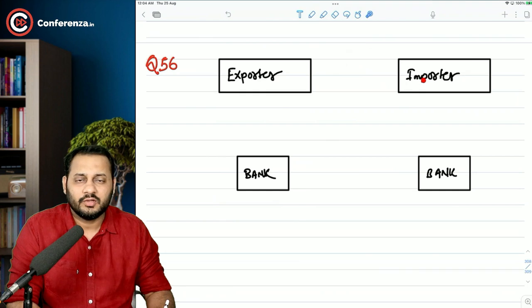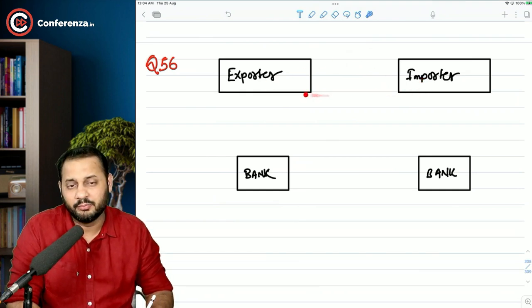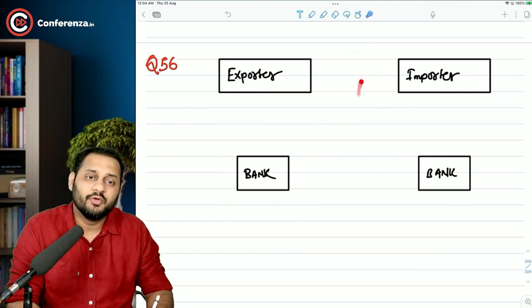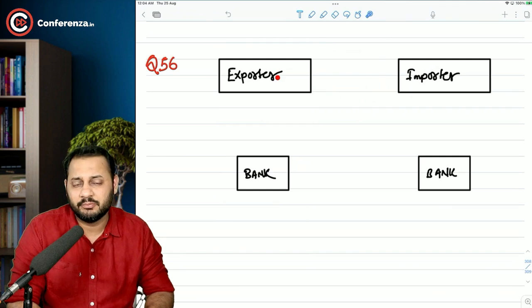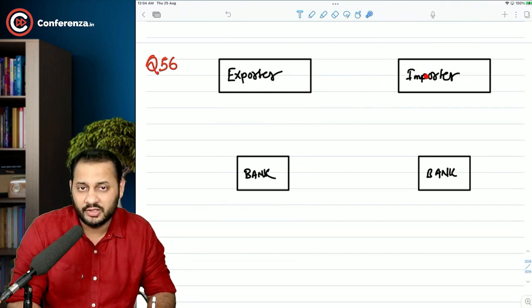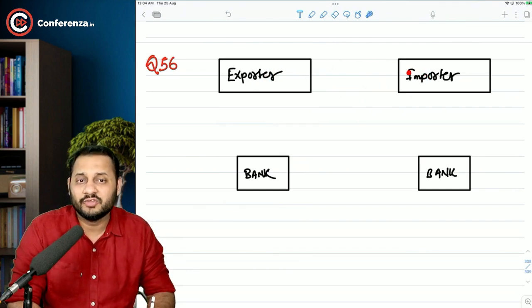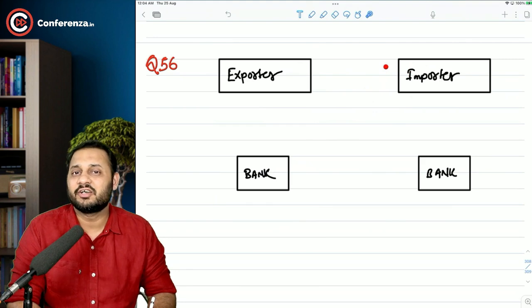And what is the solution to that? The exporter can ask for advance payment from the importer before shipping the goods. But if you think from the importer's point of view, if he makes the advance payment, what is the guarantee that the exporter will send the goods to him? Or even if he sends the goods to the importer, what is the guarantee that the quality of the goods will be exactly the same as what was discussed between these two guys? So both of them are facing trust issues.